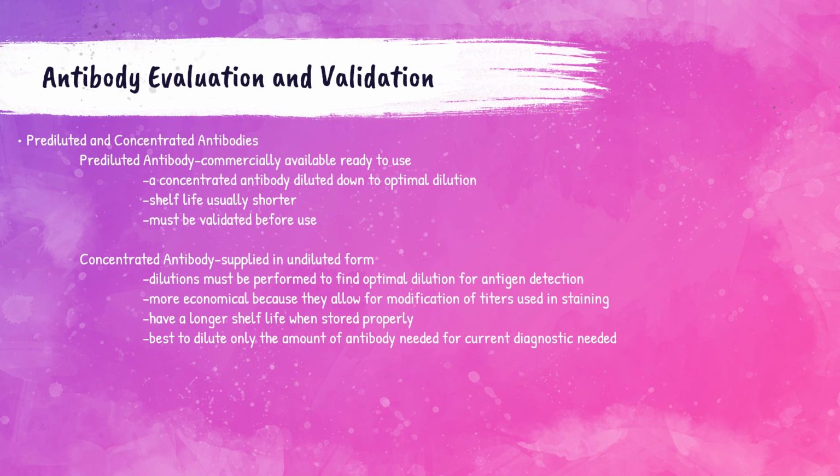Concentrated antibodies are ones that are supplied in an undiluted form. The user has to dilute these concentrated antibodies in order to achieve an optimal dilution for use. The concentrated antibody is considered more economical because it has a longer shelf life than in the pre-diluted antibody form. Most concentrated antibodies can be snap frozen using liquid nitrogen and stored at a negative 70 degrees Celsius. That cannot happen for the pre-diluted antibodies. If the concentrated antibodies come in a solution form, it's best practice for the user to only dilute the smallest amount of antibody needed. This helps to keep costs down.